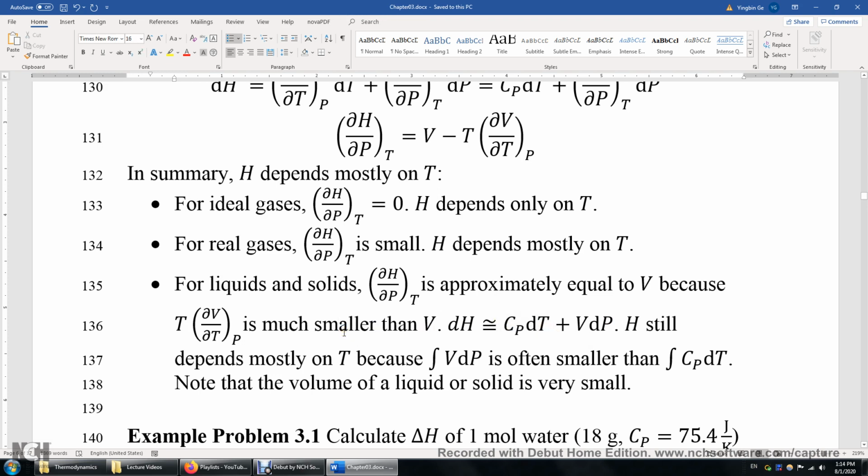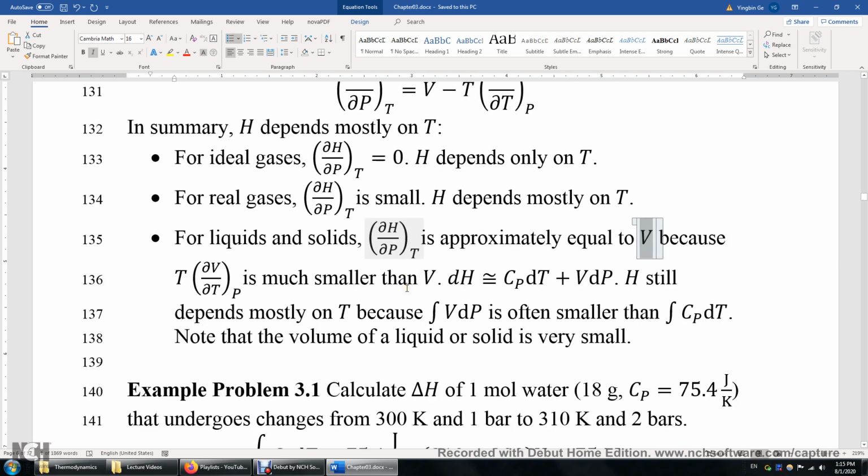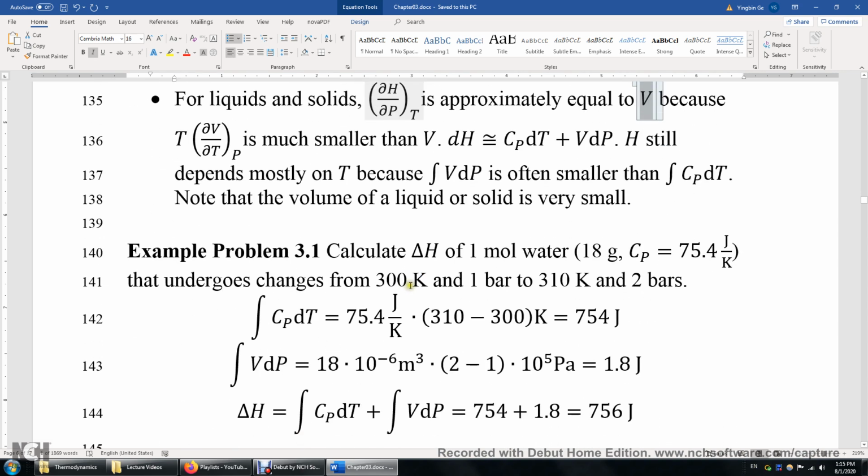Again, for ideal gases, enthalpy does not depend on pressure at all. For real gases, enthalpy does depend on pressure, but it's small. For liquids and solids, enthalpy also depends on pressure. The dependence is roughly the volume of the liquid or solid. That's usually pretty small, especially if you compare the volume of a liquid or solid with the volume of a gas. Now let's look at one numerical example.